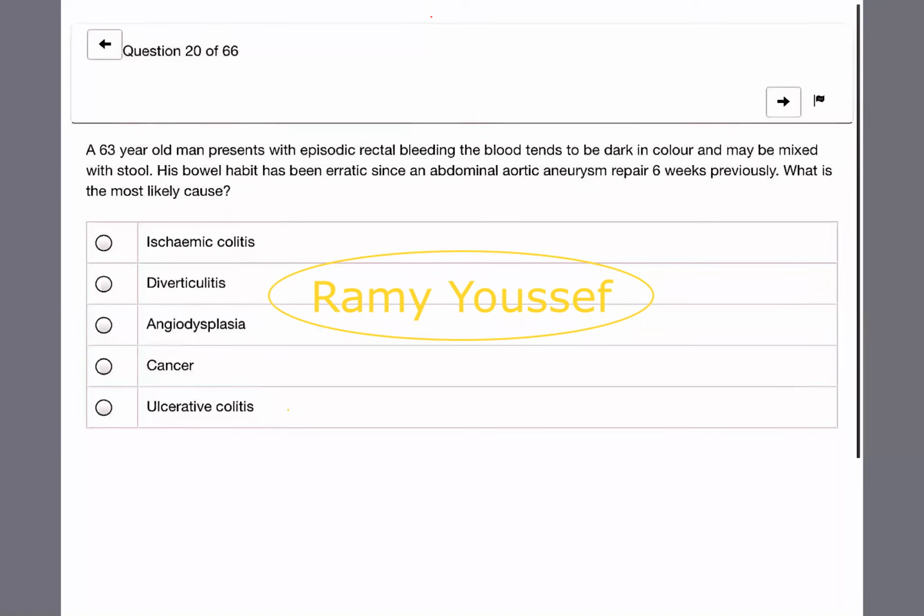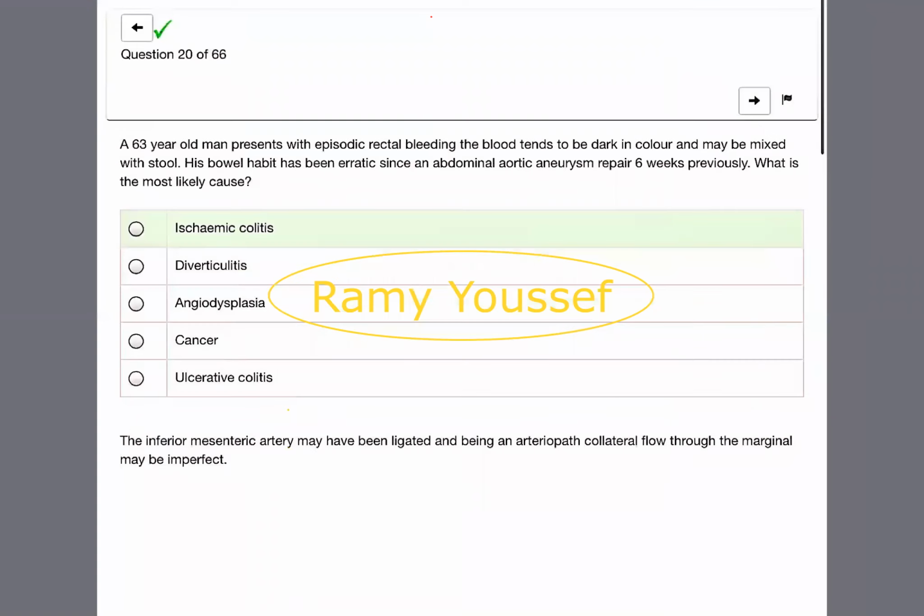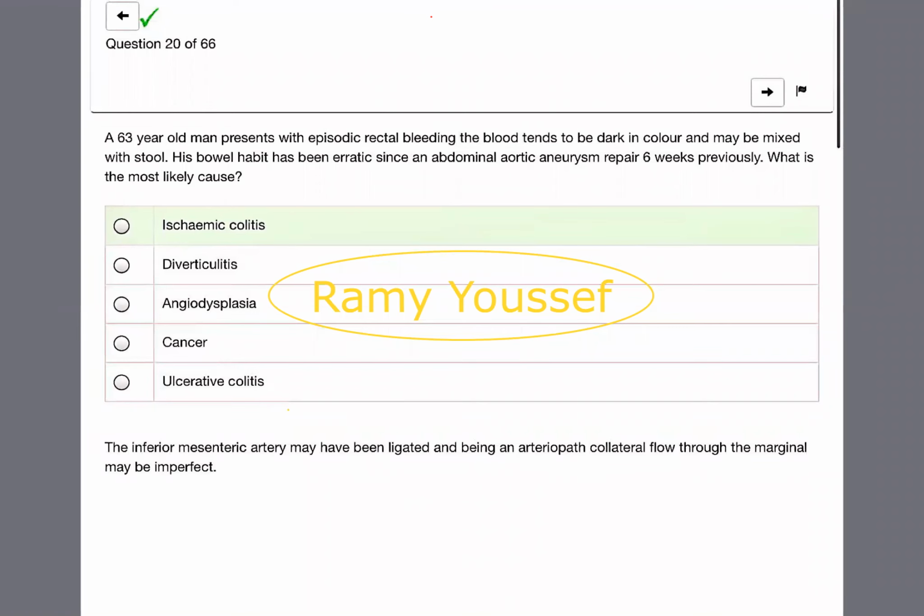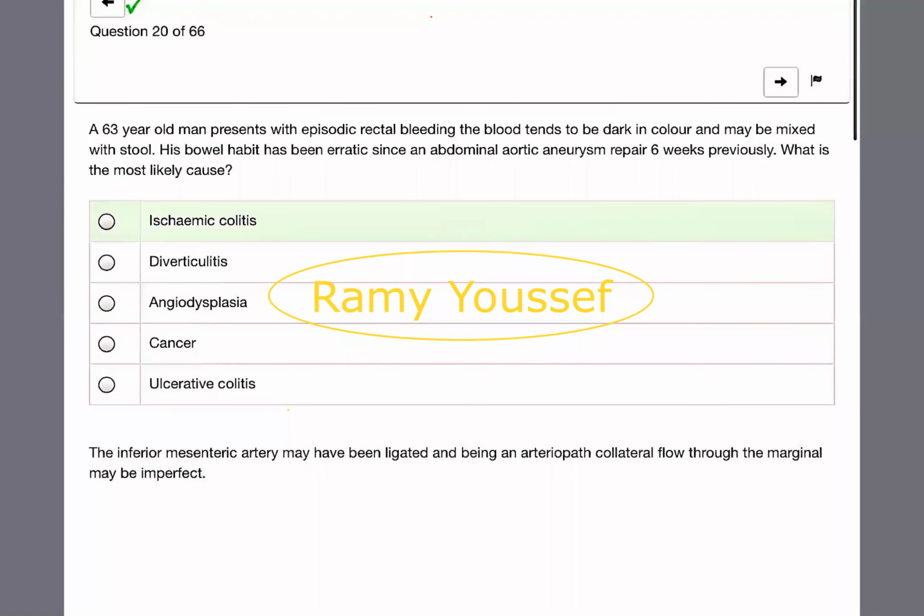section about this. The patient had abdominal aortic aneurysm repair followed by rectal bleeding. So what was the diagnosis? Okay, ischemic colitis. Ischemic colitis, exactly. This is a patient with rectal bleeding, sometimes dark, meaning it is a little bit higher, maybe mixed with stool, and his bowel habits. Mixed with stool means it is high, it is not low blood, it is not sigmoid or rectal bleeding. His bowel has been erratic since an abdominal aortic aneurysm repair 6 weeks ago.